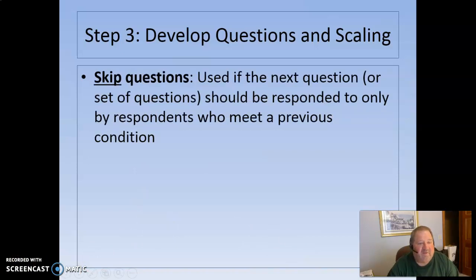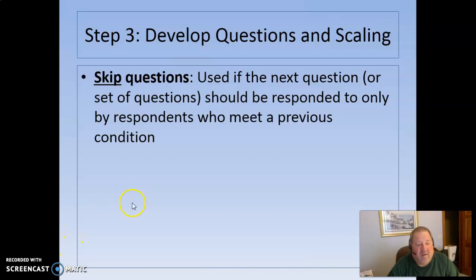It's perfectly acceptable to have skip questions within your questionnaire, and these could be screening questions. For example, all of you are going to, in some form, ask or have respondents acknowledge that they are at least 18 years of age. Well, if they're not, then your questionnaire could go right to the end. You thank them for participating. However, they're not eligible because they're not over 18 years of age.